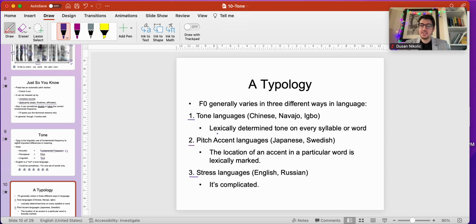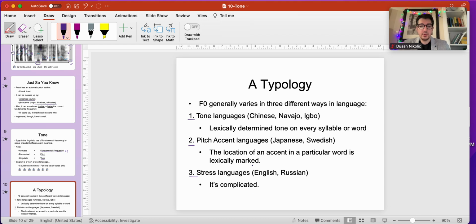Okay, so these languages have lexically determined tones on every syllable or word. English does not have that. We don't have that kind of contrast that is contrasted only in a tone, whether it's high or low, or rising or falling, or whatever. So English is not that kind of language.